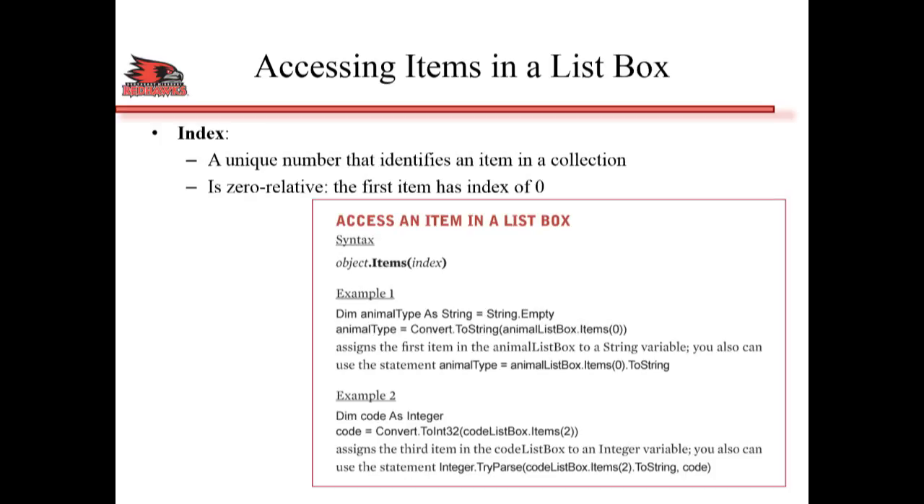The second example is pretty similar to the first. The code is assigned the third item in the code list box. Again, when I say 2, that actually means the third item, because the first item has index 0. So the second item has index 1, the third item has index 2. Whichever number you have in the index, the position is actually that number plus 1.